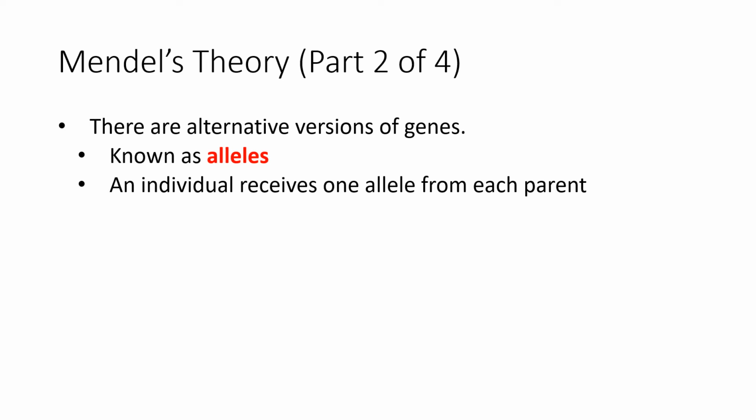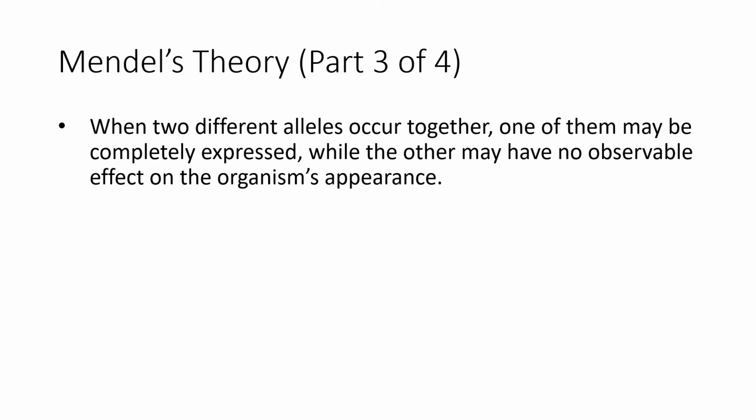Mendel's theory part 2. There are alternative versions of genes known as alleles. So an individual will receive one allele from each parent. And when we look at a couple of these, it will make a lot more sense. So just kind of bear with me with the definitions. Part 3. When 2 different alleles occur together, one of them may be completely expressed while the other may have no observable effect on the organism's appearance.